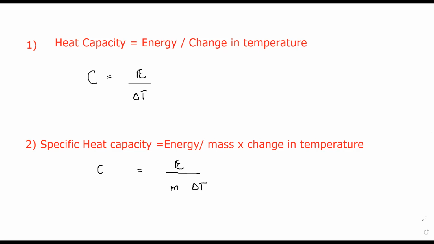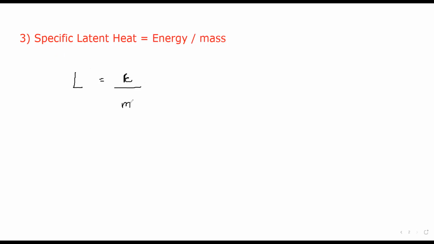If in the question the state is changing, for example a solid converts into a liquid or a liquid changes to a gas, we can use specific latent heat. The specific latent heat is equal to energy divided by the mass. It is how much energy is needed to change the state of 1 kilogram of a substance. The specific latent heat is denoted by letter L, the energy we supply is E, and the mass is M.